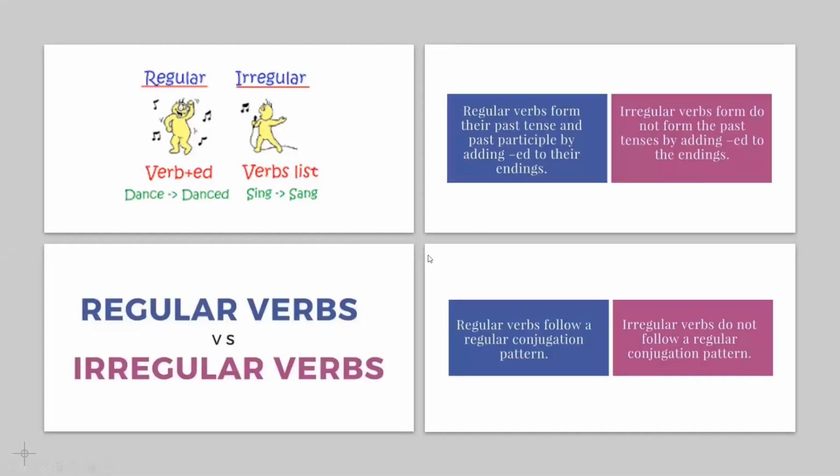Regular verbs form their past tense and past participle by adding ed. Look at this. Regular verbs form the past tense by adding ed. Example, dance, danced. But irregular verbs change the past tense and the past participle. For example, sing, sang, sung. In the regular verbs, the past tense and the past participle are the same.